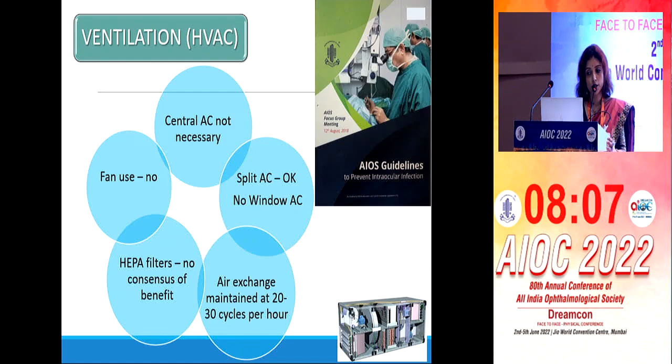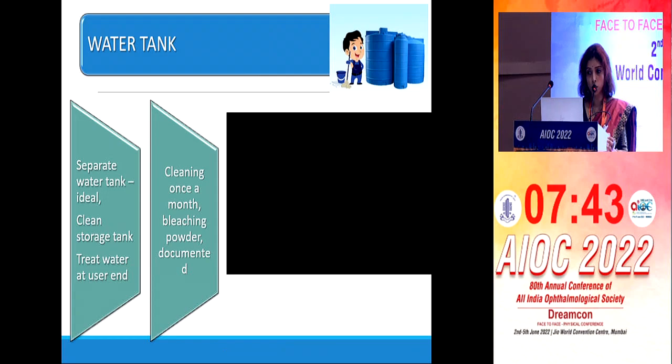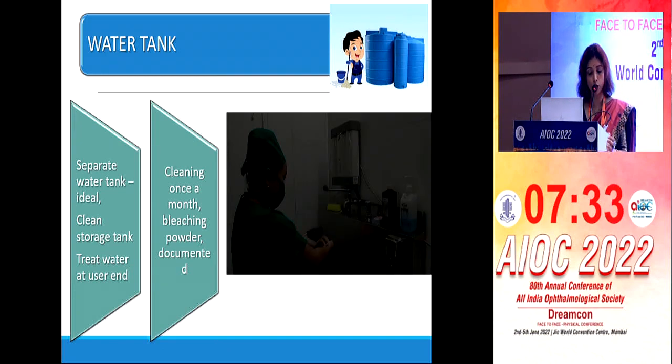Coming to the ventilation, these are the AIOS guidelines given in 2018, and in this guideline they have mentioned that central AC is not a must. Split AC is okay. There cannot be any window AC, and cannot be any fan. HEPA filters, till now there is no consensus of benefit, but if somebody has an air handling unit, it is a great advantage. Water tank has been talked about by Dr. Mathur. All OTs should have a separate water tank, and it should be cleaned monthly, and it should be recorded.